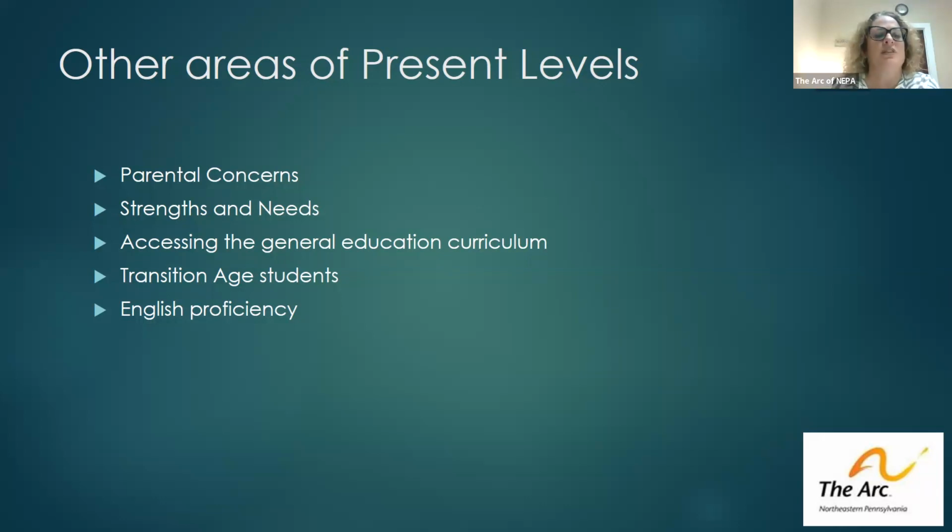And the English proficiency should definitely be addressed. Often there may be a child that is speaking English, but also speaks another language, or the primary language at home may be different from the school environment. So anything that's impacting with language should be included in the present levels.